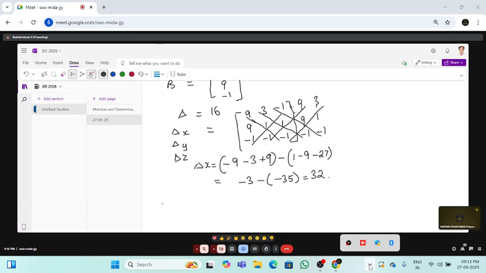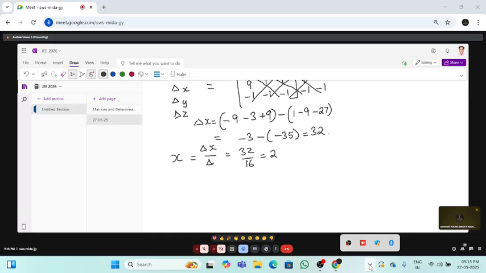Now you can immediately determine x. Write down x equal to delta x divided by delta. Suppose you want only one variable in a simultaneous equation, Cramer's rule is very efficient. Because if you are only interested in x, you have already solved it. You know very quickly. Same way, if you want y, what you do is calculate delta y.